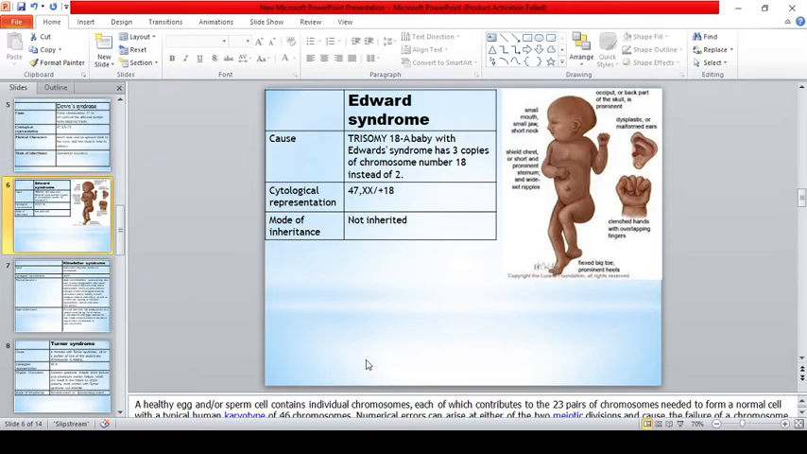The next syndrome is Edwards syndrome. The main cause of Edwards syndrome is trisomy. Students, please look at the image I have inserted in this presentation. It is a baby with Edwards syndrome, which has 3 copies of chromosome number 18 instead of 2 copies. The cytological representation of this disease is 47XXX plus 18, and it is not an inheritable disorder. So the mode of inheritance is not inherited. These are the general characteristics of a child affected by Edwards syndrome. Students, can you please note it down?